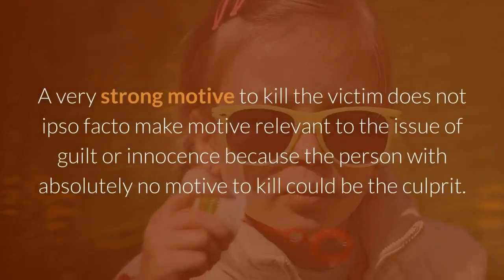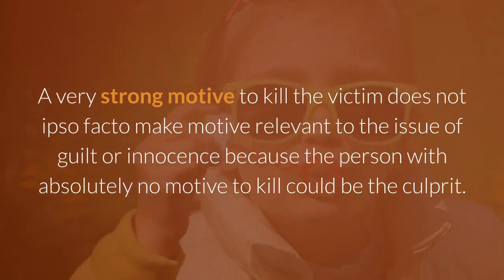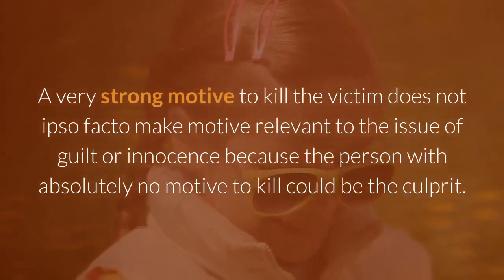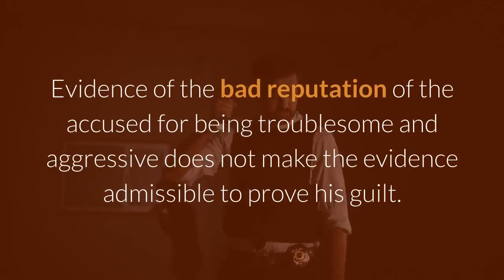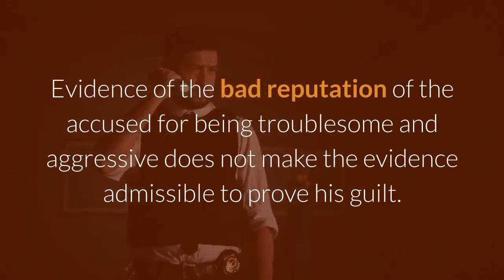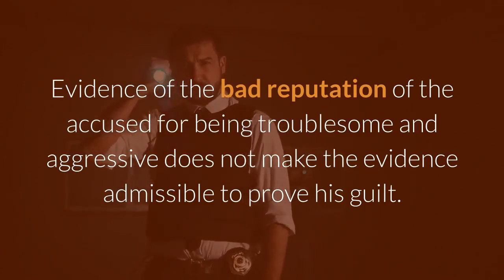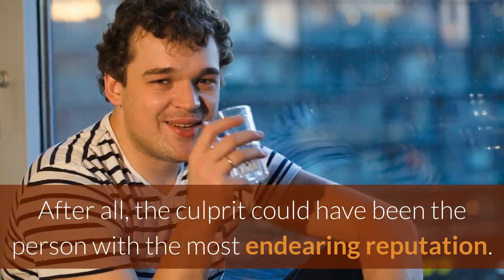A very strong motive to kill the victim does not ipso facto make motive relevant to the issue of guilt or innocence because the person with absolutely no motive to kill could be the culprit. Evidence of the bad reputation of the accused for being troublesome and aggressive does not make the evidence admissible to prove his guilt. After all, the culprit could have been the person with the most endearing reputation.